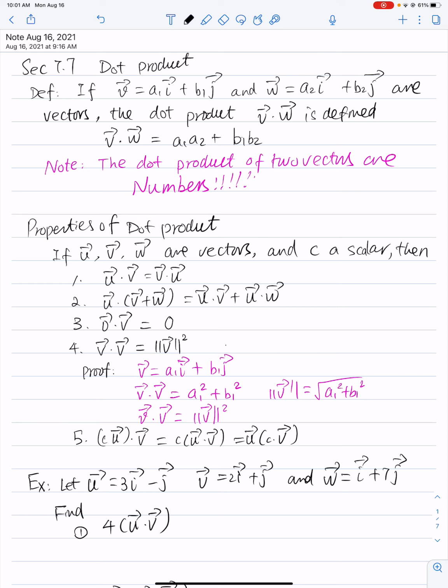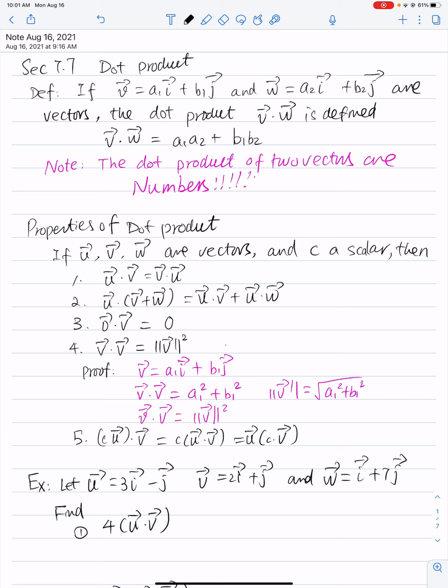Okay, so in this section we will talk about 7.7, the dot product. The publisher did not provide the PowerPoint slides, so you have to bear with my handwriting. First we will introduce the definition.